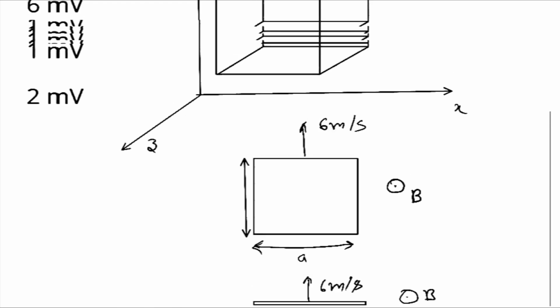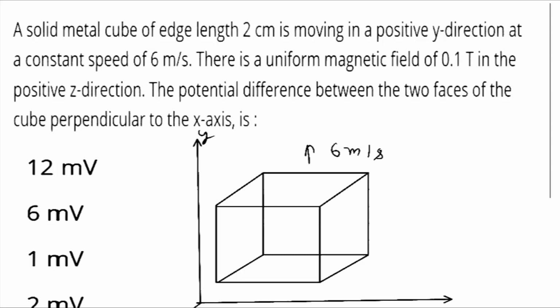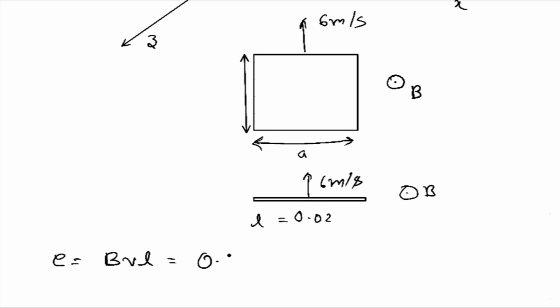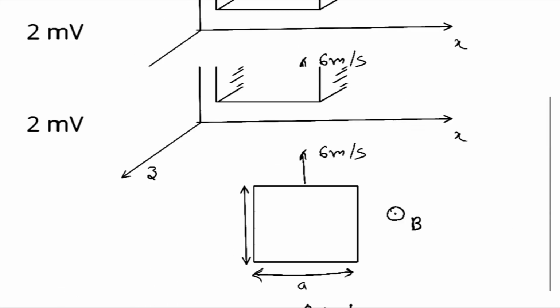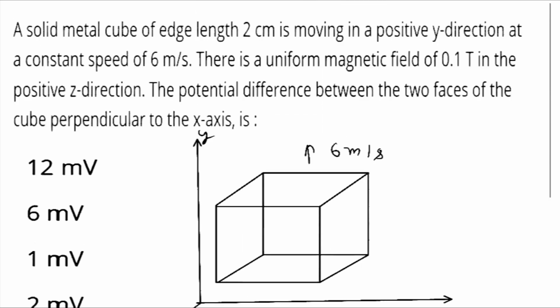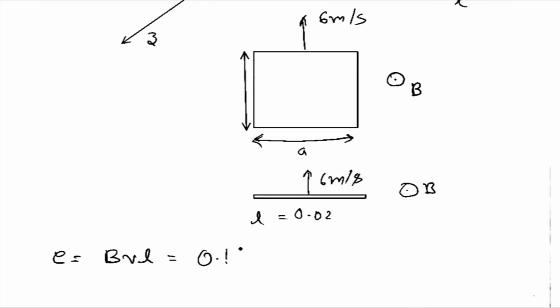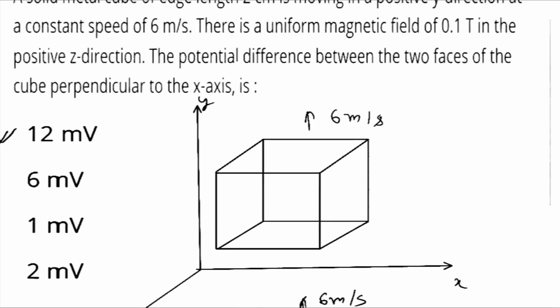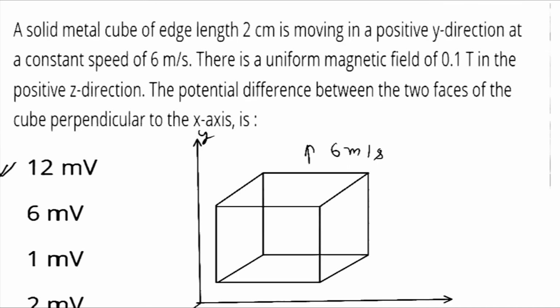So I will write the magnetic field, if you see in the question, is 0.1, into the velocity, which is 6 meter per second, and the side length is 0.02. So just put all the values. Now you can see this will be 12 into 10 to the power minus 3. Okay, so now if you see the options, 12 millivolt is the correct option. Thank you.